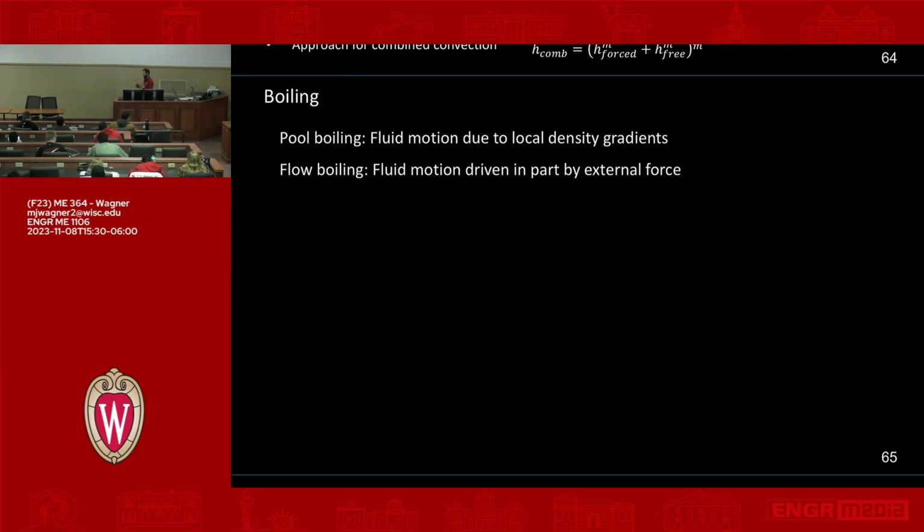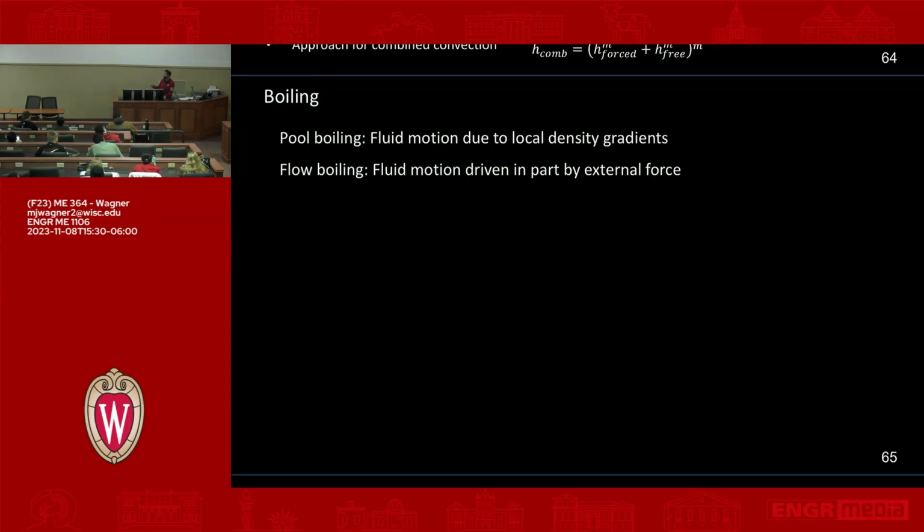Let's say you're boiling water, right? You have a pot of water, you have a bubble that forms. That's a local density change. That causes movement of the fluid. So it's very much like natural convection. Flow boiling, on the other hand, is where you have the phase change occurring, but the fluid is being forced in one direction. So both the liquid and the vapor phases are together being forced in one direction because of a pressure gradient that's involved. So those are just general definitions.